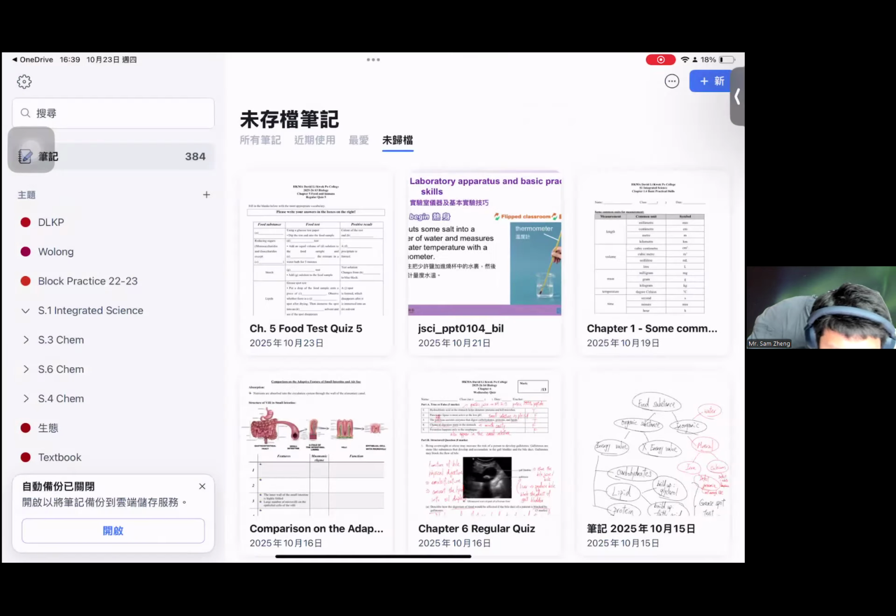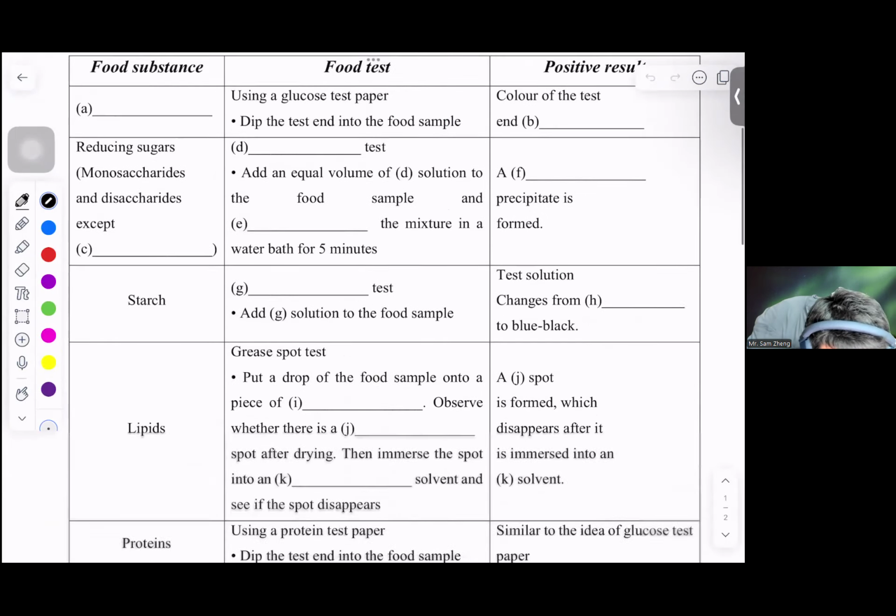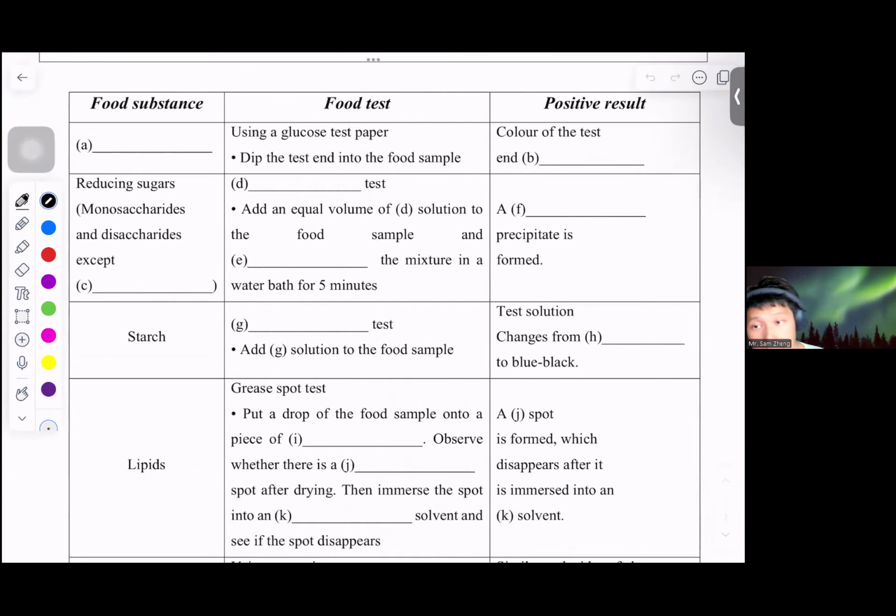Once you get into it, I will do a quick briefing or a quick recap with you. Then I hope this worksheet, or this final reminder or final revision, can help you in the upcoming uniform test.